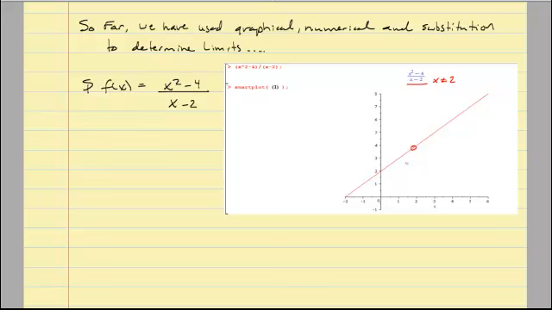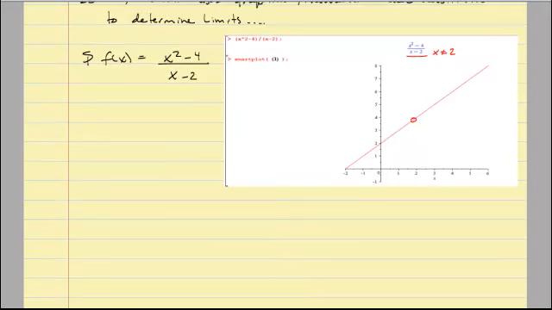So this is not a continuous line. There's a discontinuity at 2. Maple doesn't realize that. So let's go ahead and look at the limit as x approaches 2 of this function. Limit as x approaches 2 of x squared minus 4 over x minus 2. Well, let's go ahead and look at this graphically.